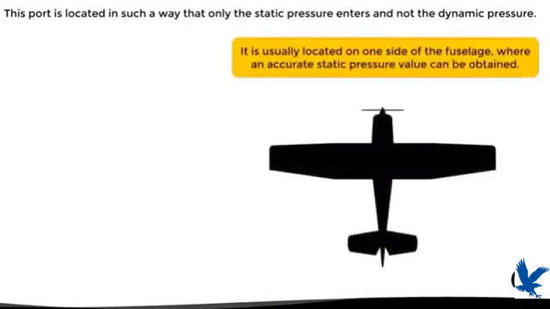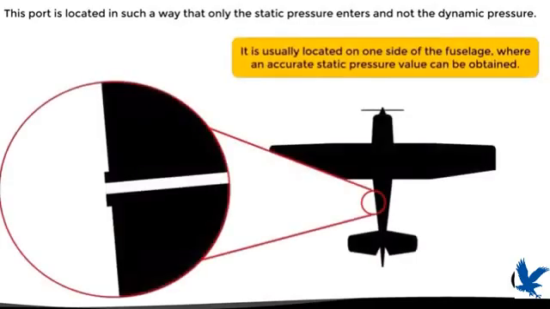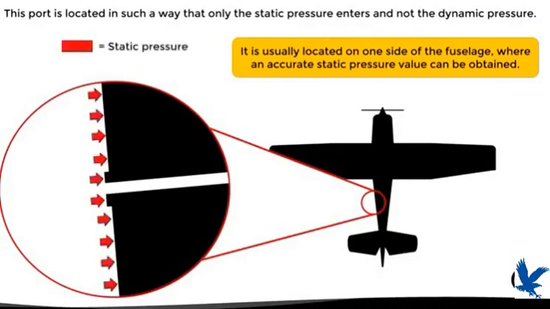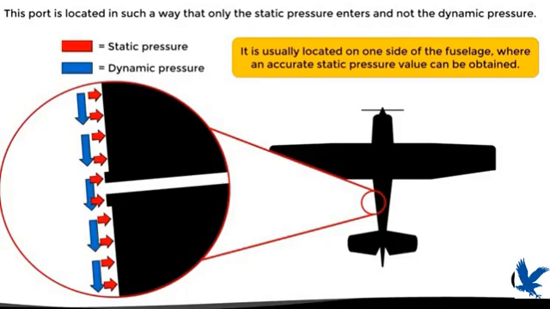Normally, this port is located on one side of the fuselage, where a precise pressure value can be obtained. As we know, the static pressure is exerted in all directions, while the dynamic pressure is exerted only in the opposite direction to the plane's path. With this design, we can see that only the static pressure enters the static port, and not the dynamic, thus obtaining an adequate measurement.